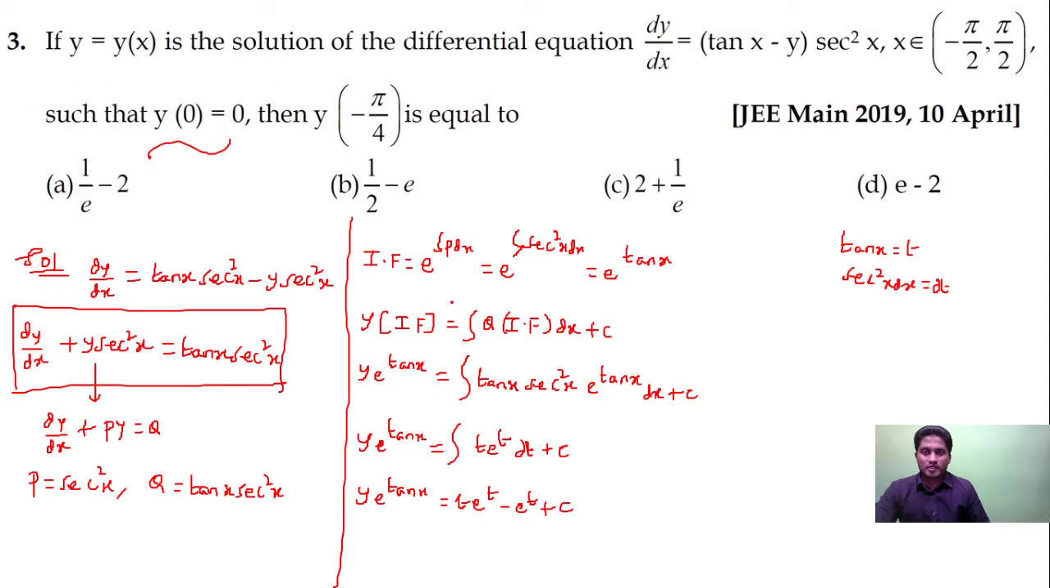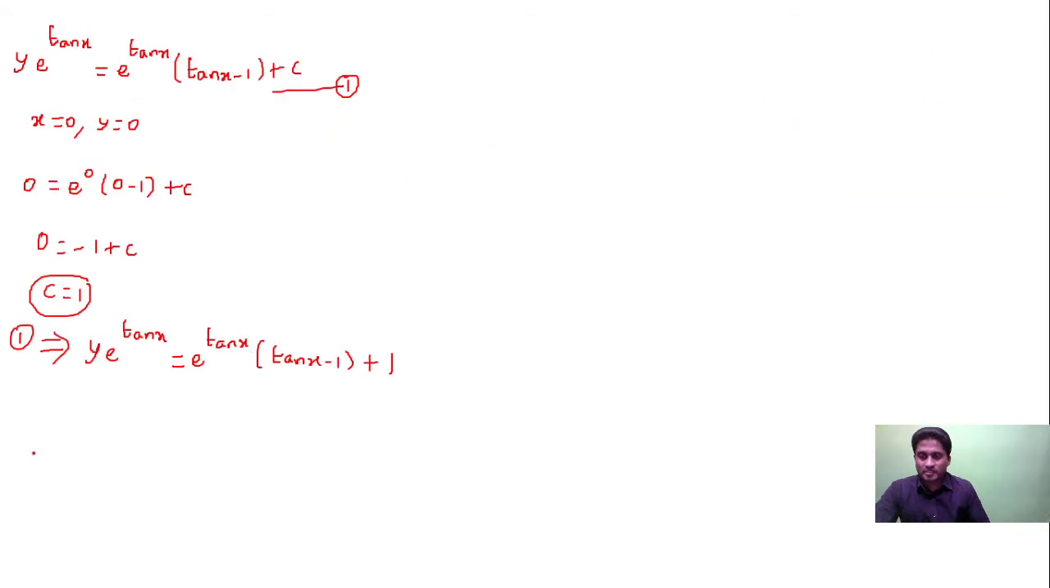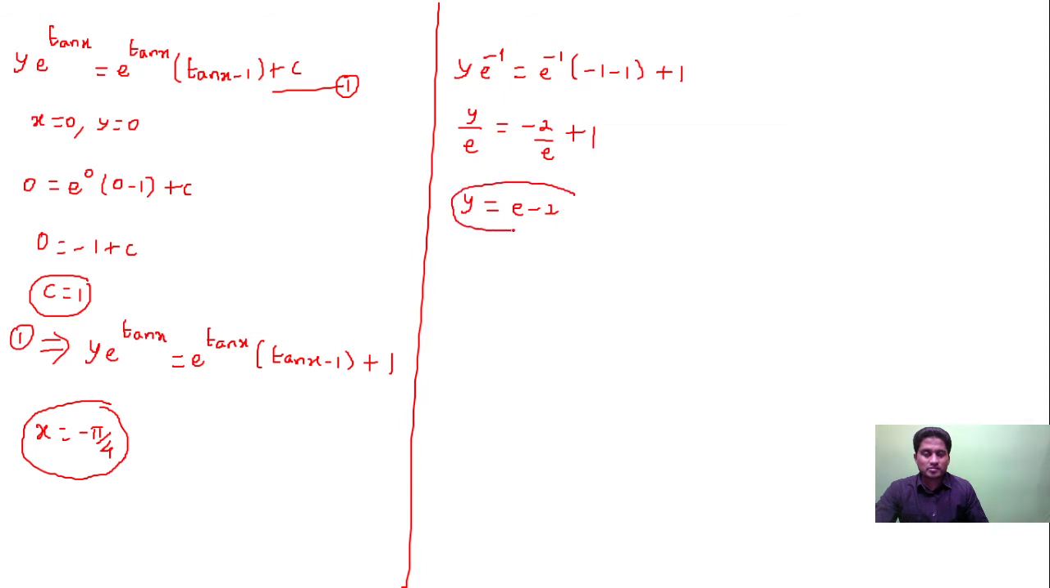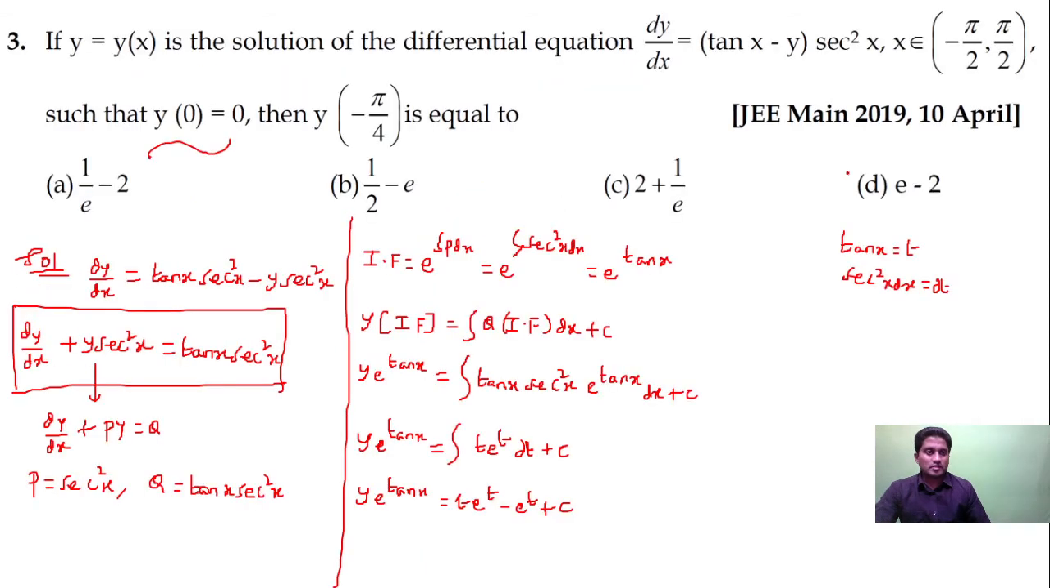Now I'm supposed to find out what is y of minus pi by 4, that is when x is equal to minus pi by 4. When x is equal to minus pi by 4, you get y into e to the power of minus 1, this is minus 1 and then plus 1. So y by e is equal to minus 2 by e plus 1. If you cross multiply, you get y is equal to e minus 2. That's the answer, guys. That is the last option, D. Let's move to the next question.